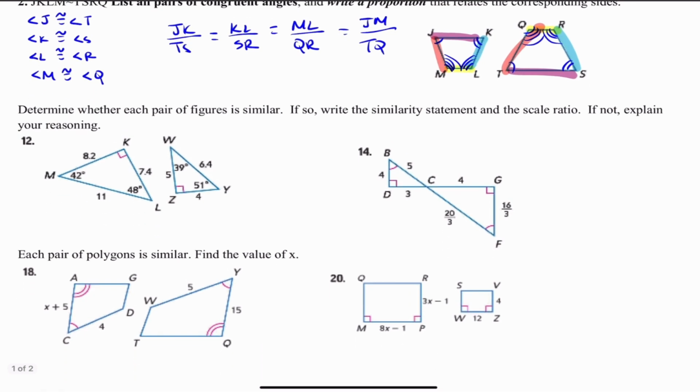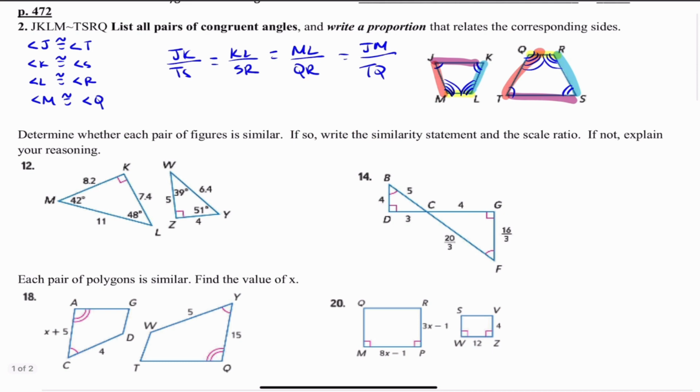And then we got this. It says determine whether each pair of figures is similar. If so, write the similarity statement and the scale ratio. If the figures are similar to each other, your reason should be angle-angle similarity, side-side similarity, or side-angle-side similarity. And perhaps you might have a not possible.